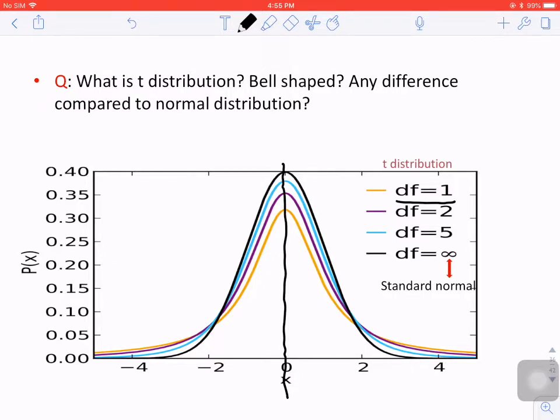will find this yellow curve. When the degrees of freedom is equal to 2, you're going to find the purple curve, and when the degrees of freedom is equal to 5, you're going to find the blue curve, right? And when the degrees of freedom goes to infinity, you will go to the black curve. And this black curve is the standard normal curve. Which means the distribution of t is exactly the same as a standard normal random variable if the degrees of freedom goes to infinity.